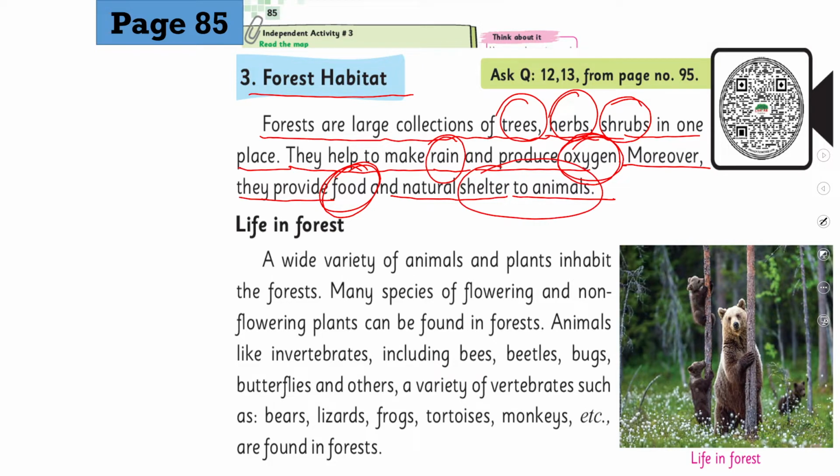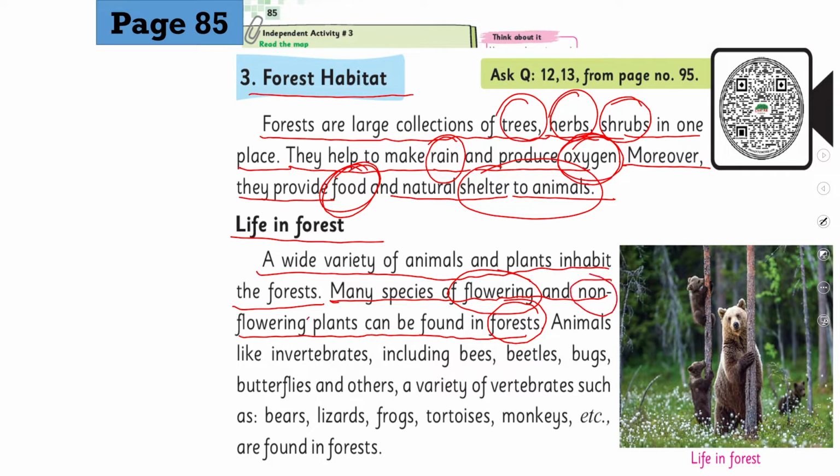Now life in forest. A wide variety of animals and plants inhabit the forests. Many species of flowering and non-flowering plants can be found in forests. So forest में आपको flowering plants भी मिलते हैं जिन पे फूल लगते हैं, और ऐसे trees और plants भी मिलते हैं जिनके ऊपर flowers grow नहीं करते.